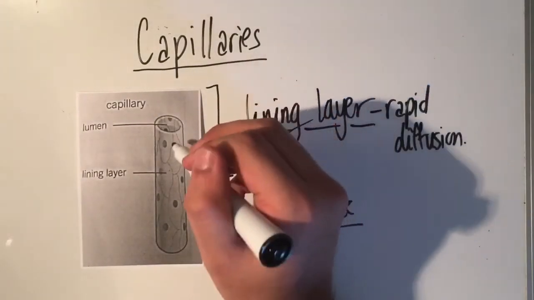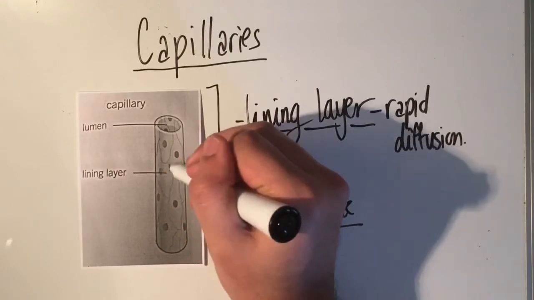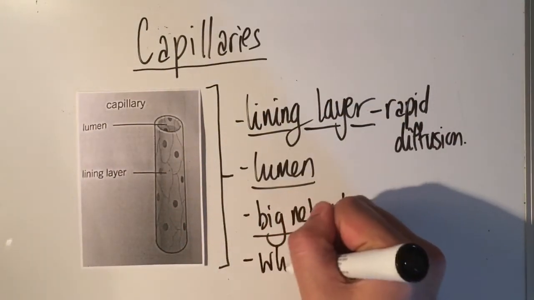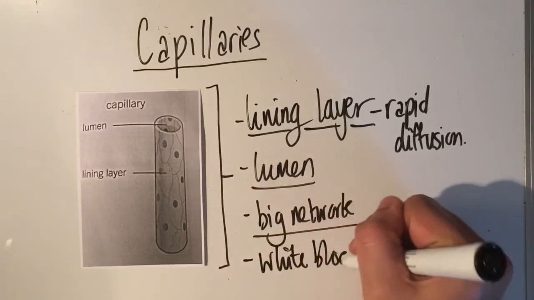Also, you would find that there are spaces between the cells in order to allow cells such as the white blood cells to move in and out easily.